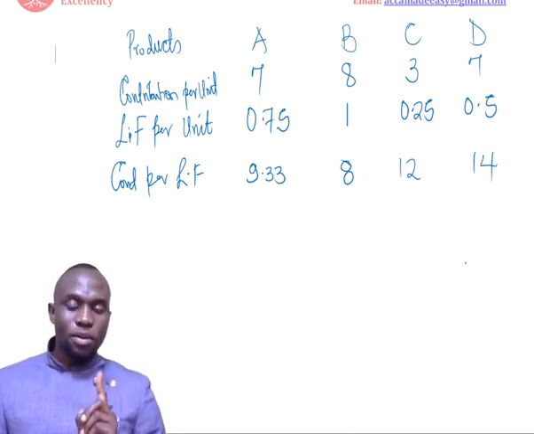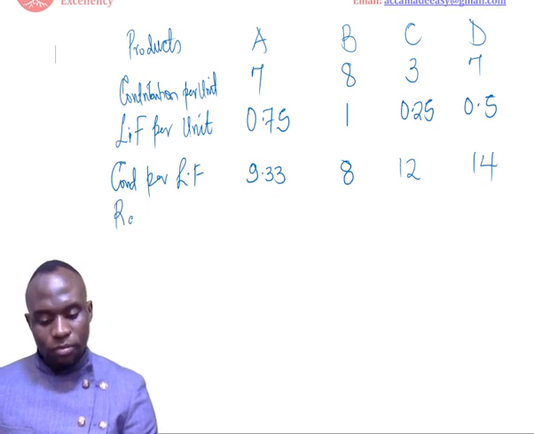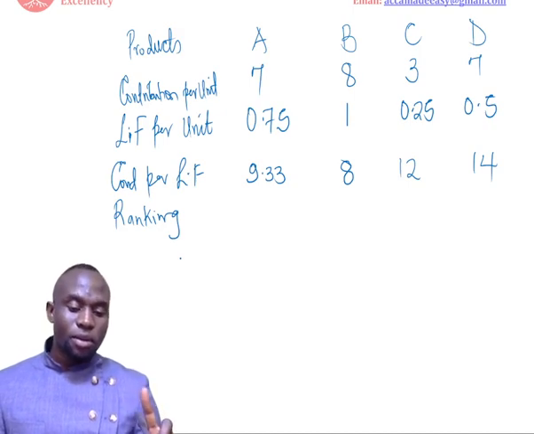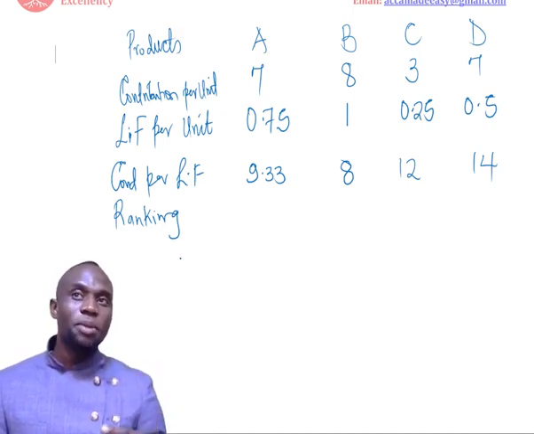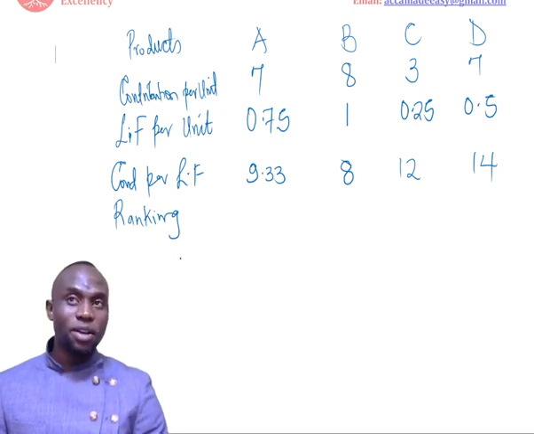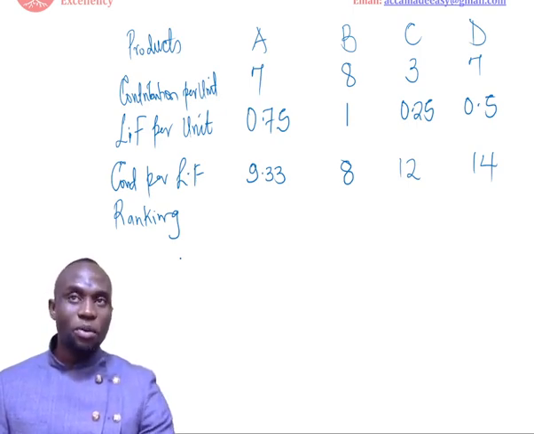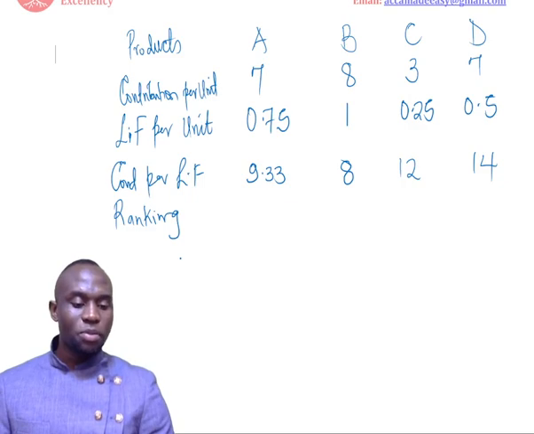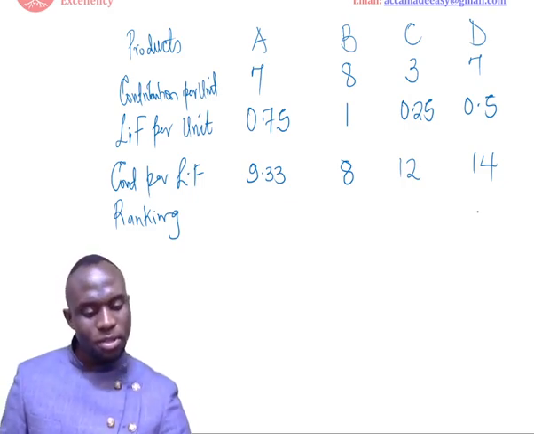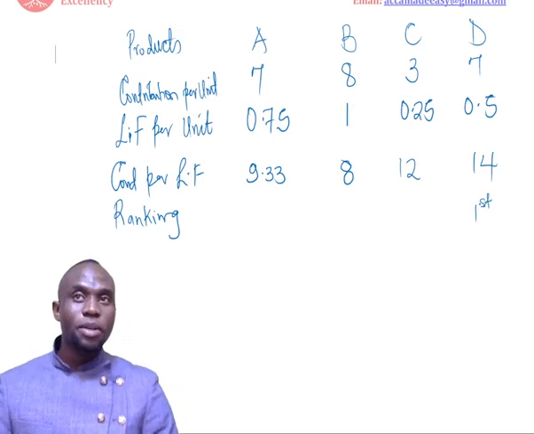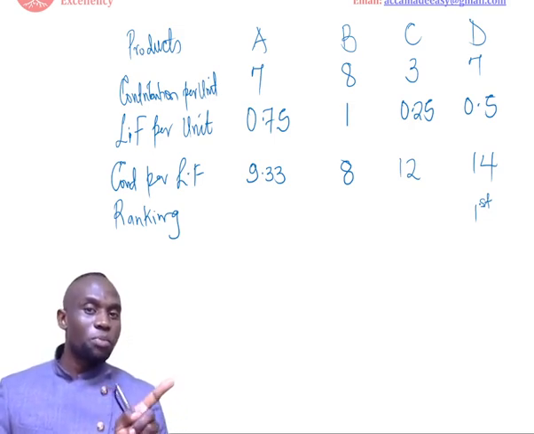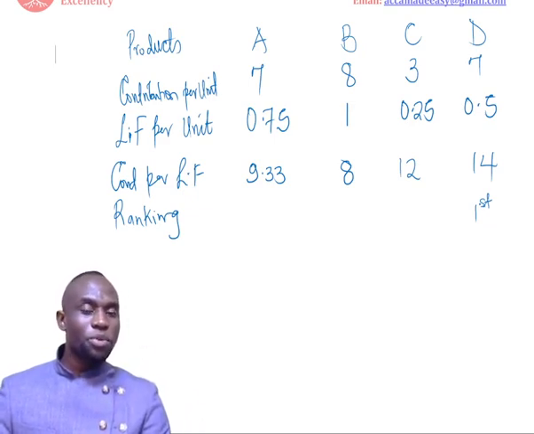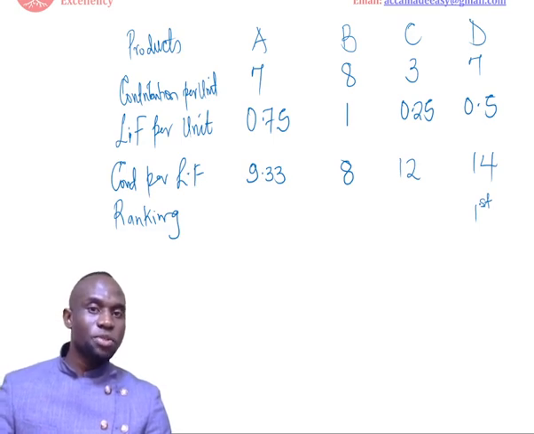Now the next step is to rank products, but according to the limiting factor per unit. That is why contribution per limiting factor is very important. So you rank according to contribution per limiting factor. So which is the first product? You start with the highest, and the highest is product D. So this is first. It means when we are producing, we should produce product D first, because it is the one that gives the highest contribution if we use the scarce resource.